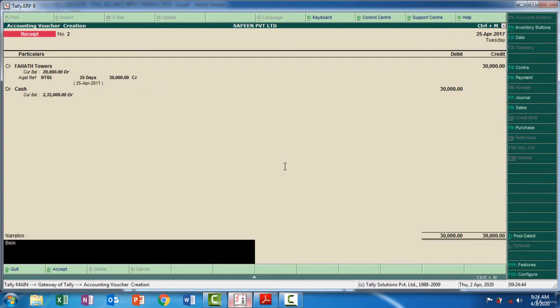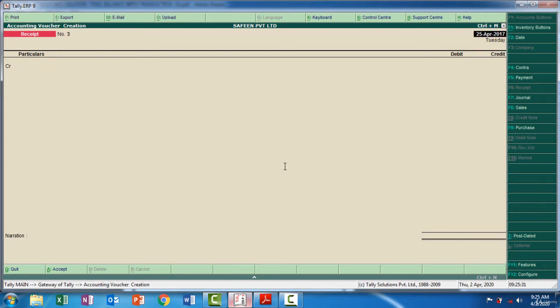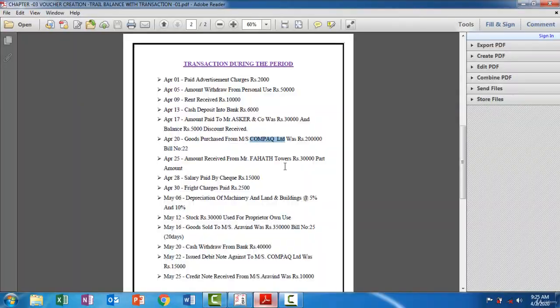The narration is received cash 30,000 from Fahad Towers. Then yes. The next one is salary paid by check 15,000.